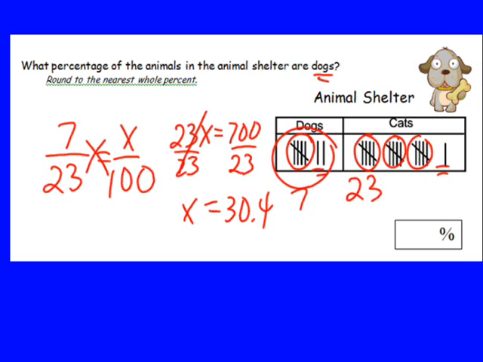If you're using a calculator, you're going to see a lot of numbers on the calculator. You really only need to look at the number that's in the tenths position, so you know whether or not you're rounding up. So this would actually round to 30. 30% of the animals in that shelter are dogs.